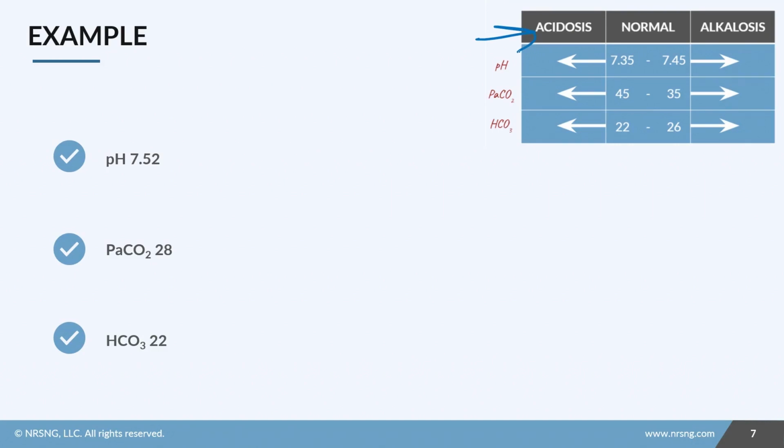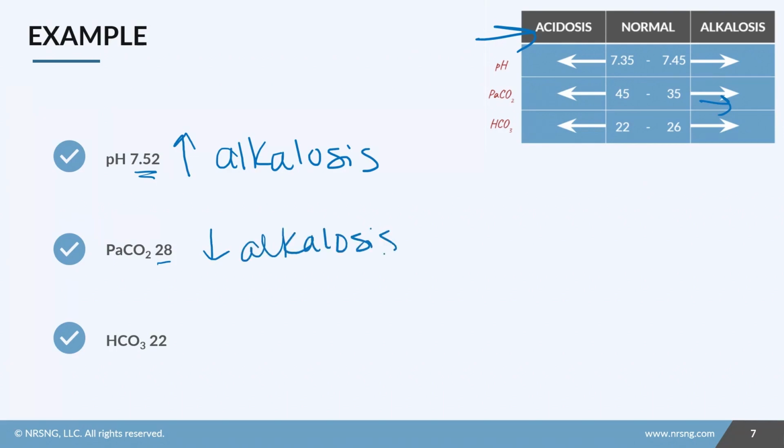So step one is to determine whether each thing is acidosis, alkalosis, or normal. pH of 7.52 is high, so it's alkalosis. A PaCO2 of 28, that is low, so it is alkalosis. A bicarb of 22 is normal, right? I know it's on the edge of normal, but it's normal.